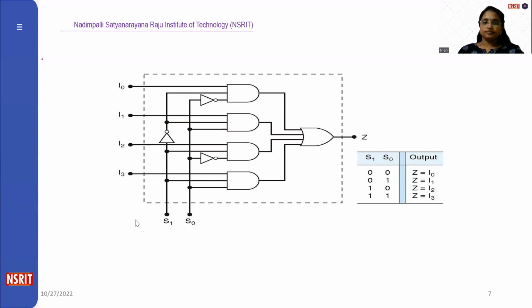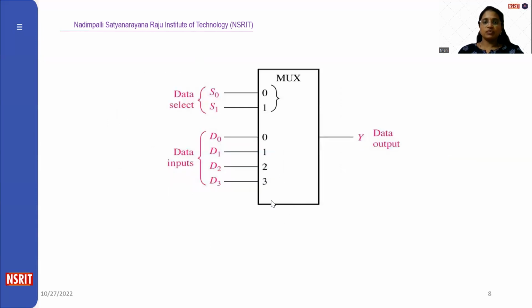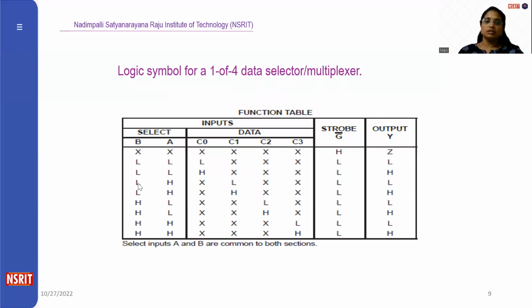So this is a logic diagram for a mux. This is a block diagram of a mux. These are the selection lines. These are the data inputs. This is the Y output. This is a 4 cross 1 mux: 4 inputs, 2 selection lines, and 1 output.